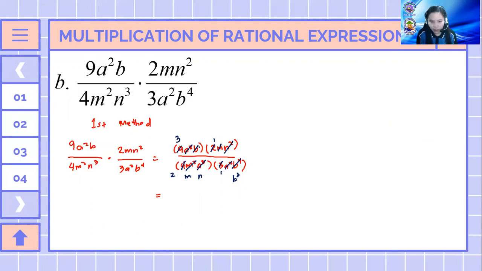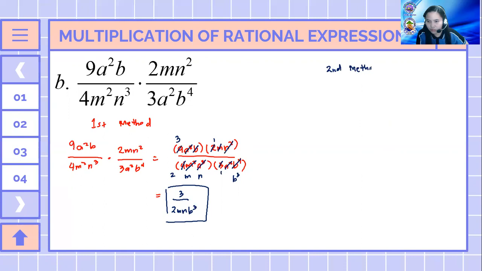And then we will just write the remaining terms. So we have 3 times 1 here, so it will become 3. And then we have 2mn b cubed. So the answer will be 3 over 2mn b cubed. This will be the answer. Now let's have the second method.